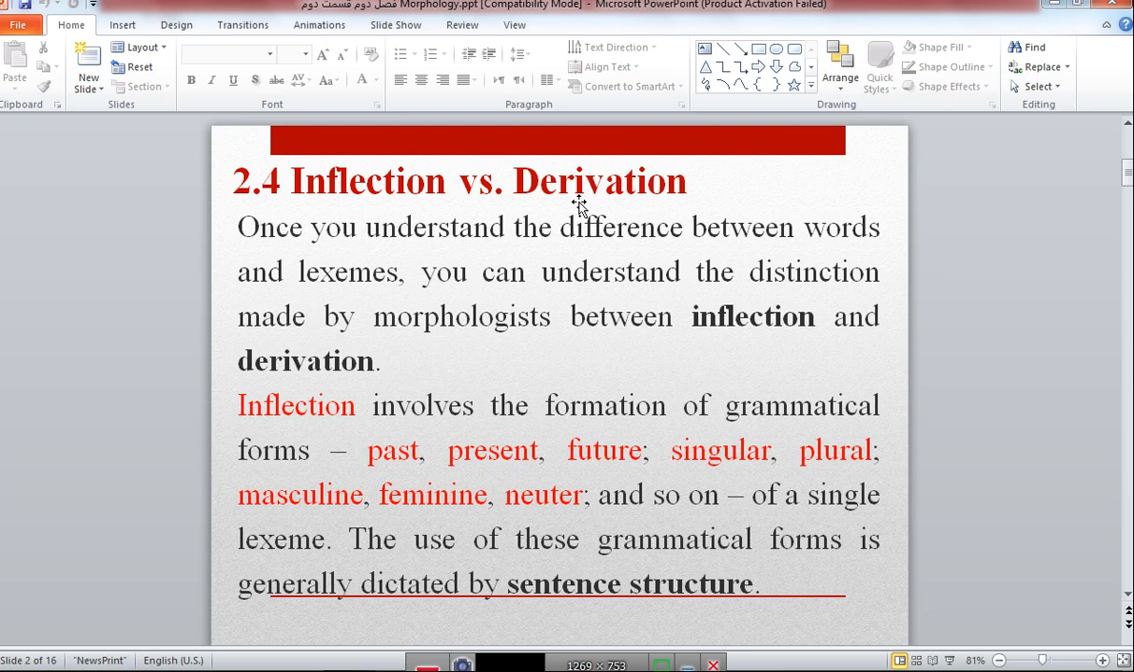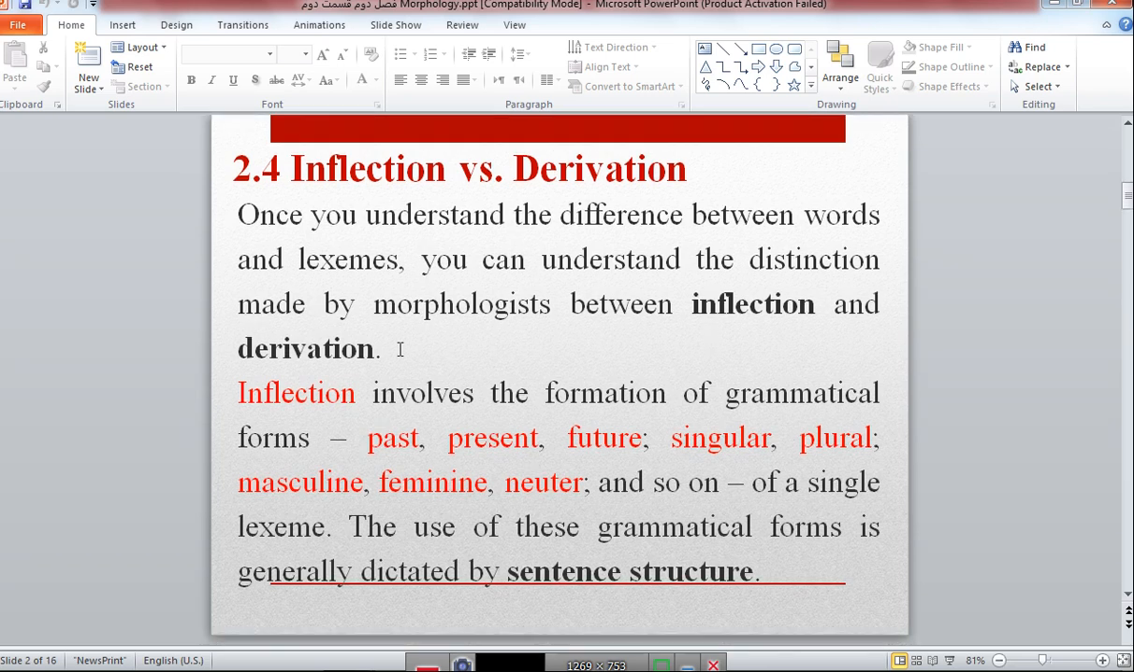Once you understand the difference between words and lexemes, you can understand the distinction made by morphologists between inflection and derivation. So inflection involves the formation of grammatical forms, for example, past, present, future, singular, plural, masculine, feminine, neuter, and so on, of a single lexeme.